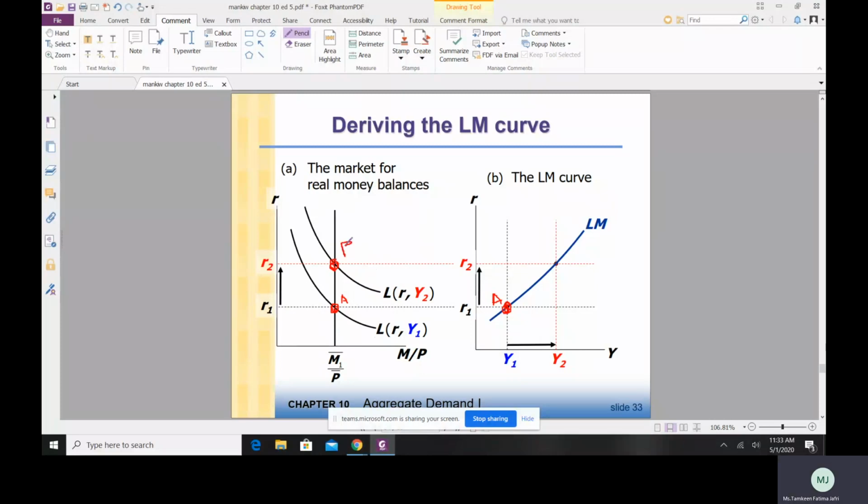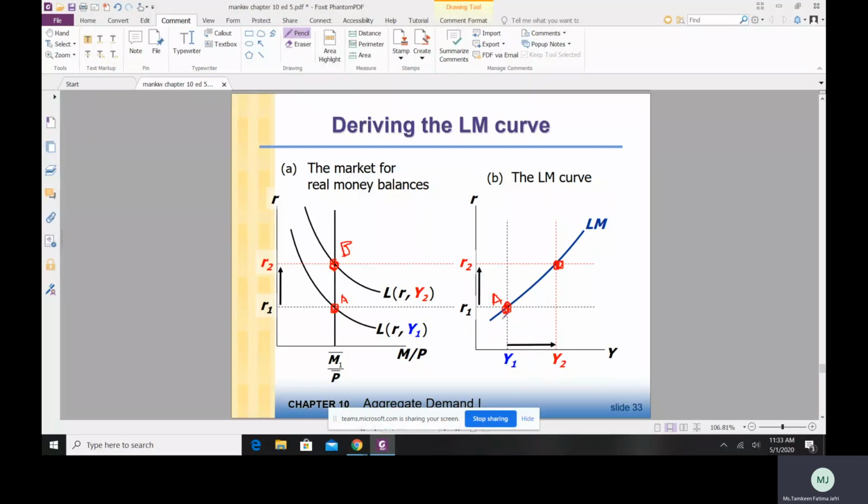ठीक है, I'll call this point B. So you can trace this point on the second panel कि जब interest rate increases to R2, या जो ऐसे भी कह सकते हैं, अगर Y increases to Y2, the interest rate will increase to R2. So this is going to be the second point on the LM curve. Joining all these points together will give you the LM curve. आप देख सकते हैं कि LM curve traces out to be upward sloping.